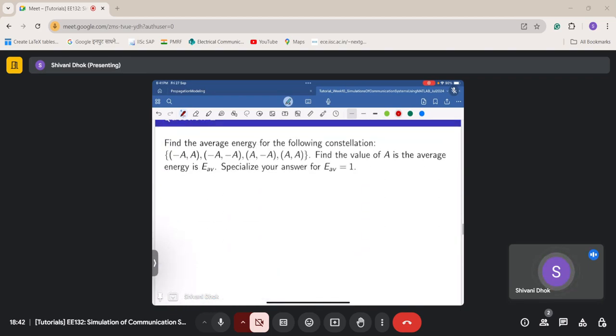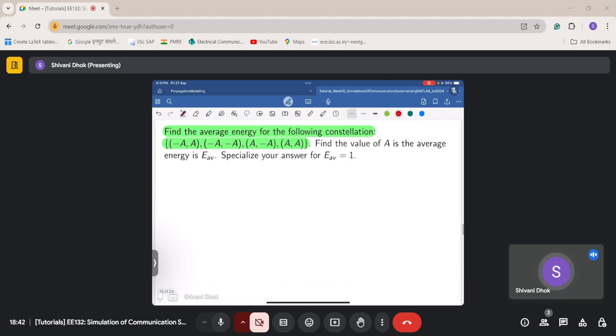So the next question says, find the average energy of the following constellation. This is the first part, so let's go part by part. We need to find the average energy of this constellation. How does this constellation look? We'll consider equally likely or equiprobable symbols. So this constellation looks something like this. This is A.